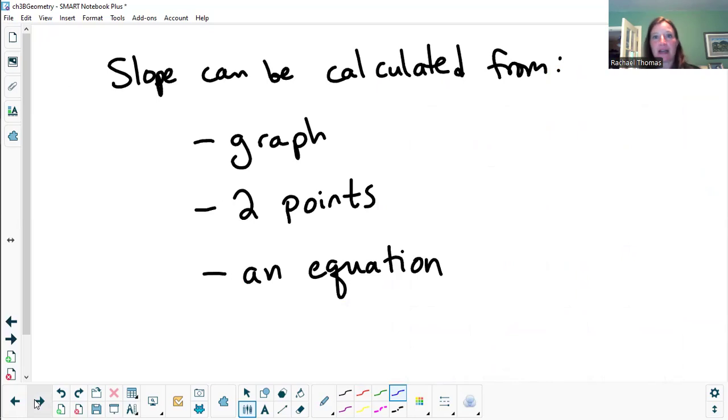All right, when I'm talking about calculating slope, there are 3 different ways you can calculate or report a slope. If you're looking at a line, you can look at a graph and calculate the slope. You can be given 2 points and be able to calculate the slope, or you can be given an equation of a line and from that determine what the slope of the line is.